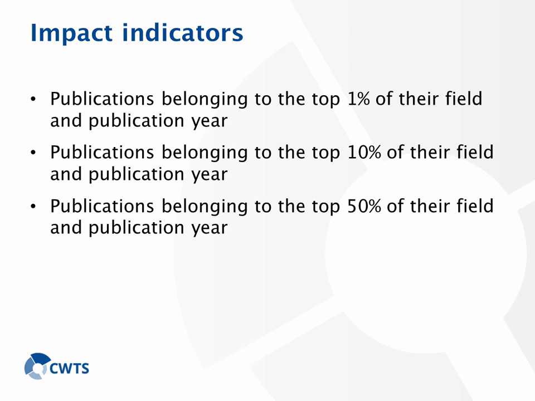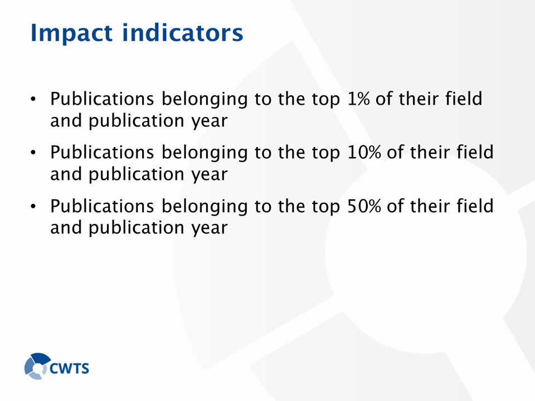Let us now take a closer look at the impact indicators available in the Leiden ranking. Three impact indicators are provided in the ranking. One indicator is obtained by counting publications of a university that belong to the top 1% most highly cited publications of their field and publication year. The other indicators are obtained by counting publications of a university that in terms of citations belong to the top 10% or top 50% of their field and publication year.